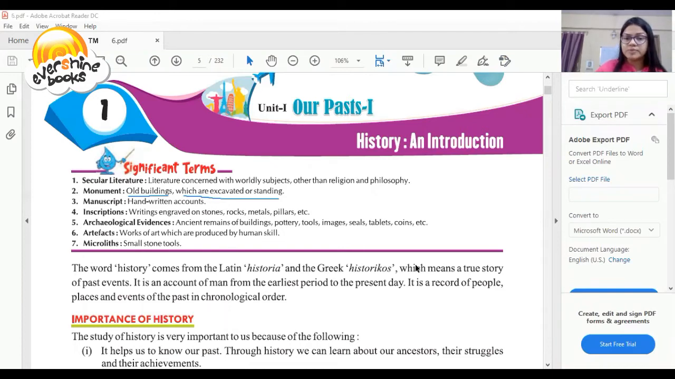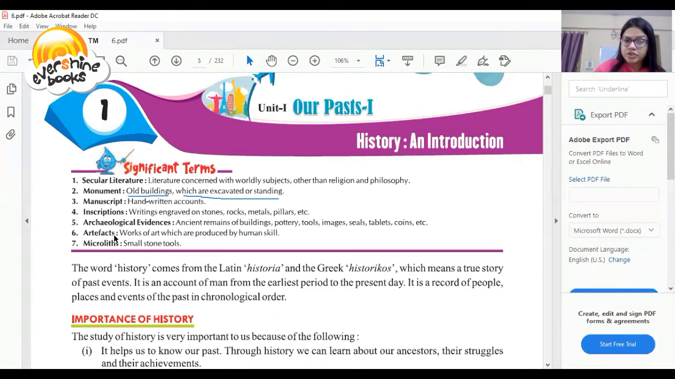The third one is manuscript. What is a manuscript? Handwritten accounts are called manuscripts. The next important term is inscription. What is an inscription? The writing engraved on stones, rocks, metals, and pillars is called inscriptions.